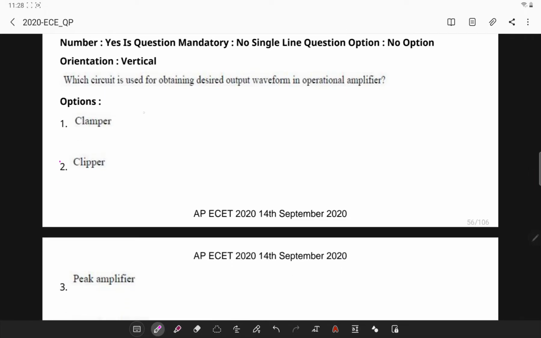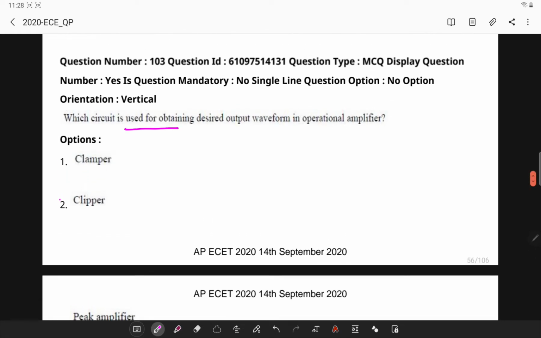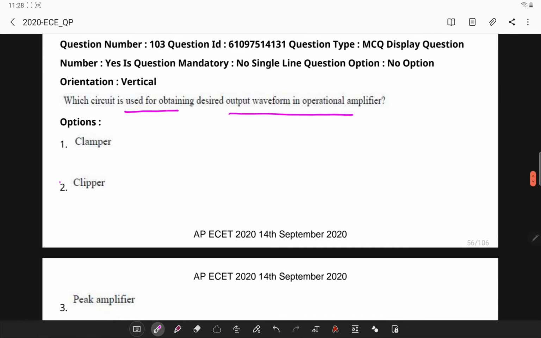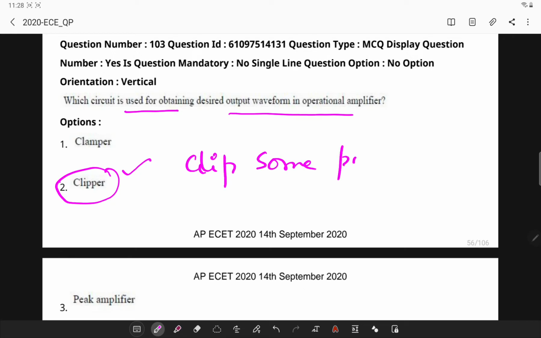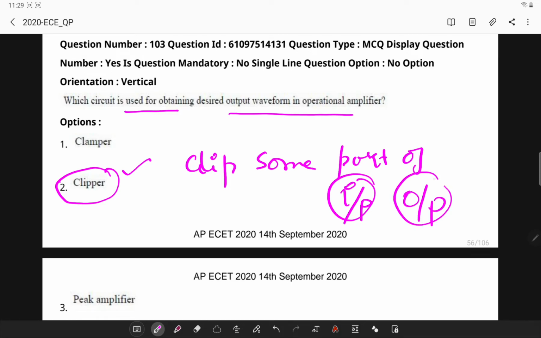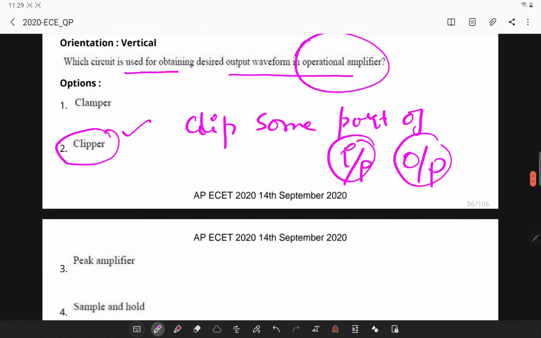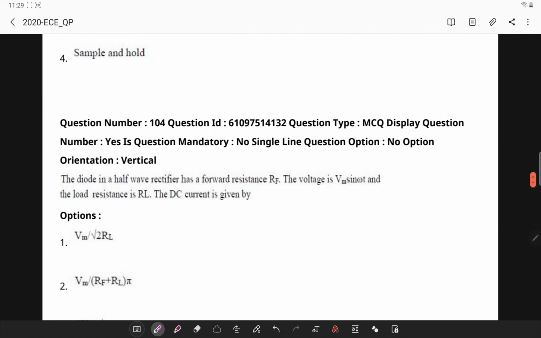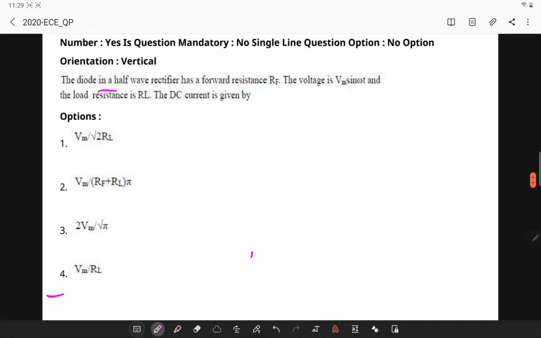Okay, next, which circuit is used to obtain the desired output waveform of an operational amplifier? Generally, a clipper is a circuit which is used to clip some portions of the input signal. So some part of the input signal is cut to get the desired output waveform in case of an operational amplifier.